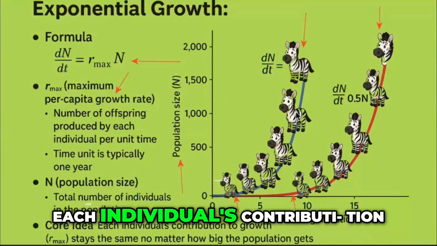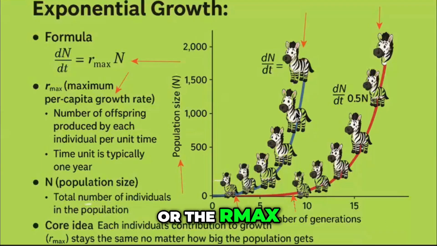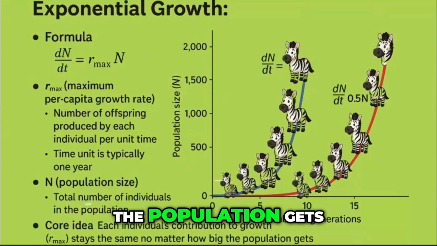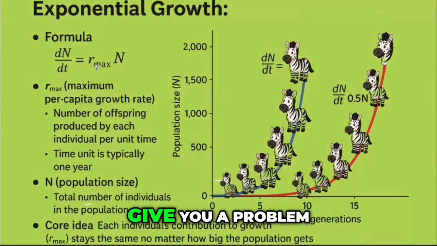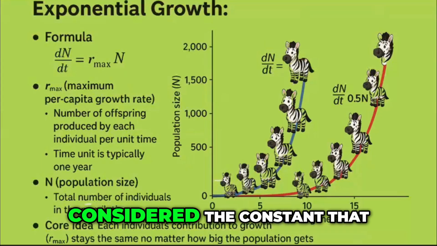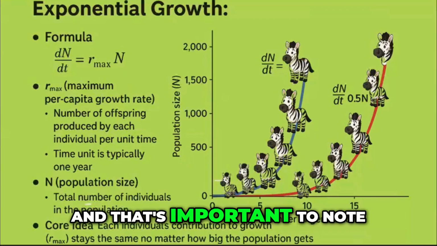Each individual's contribution to growth, or the r max, stays the same no matter how big the population gets. So it's considered a constant. Usually if they give you a problem, they'll let you know that the r max is considered the constant that remains the same. And that's important to note.